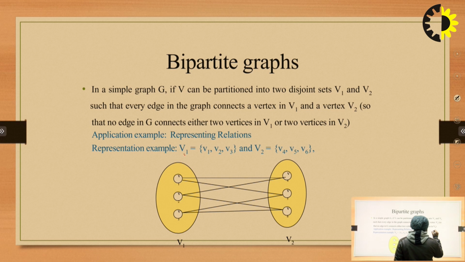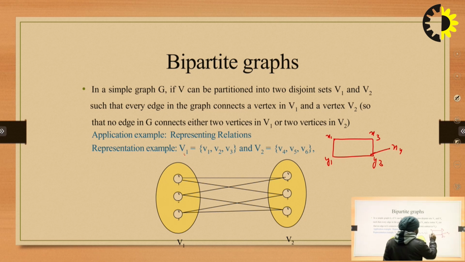Okay, like this I am taking a graph with x1, x3, y1, y3 and x4. Okay, this is the graph. Here are the vertices.